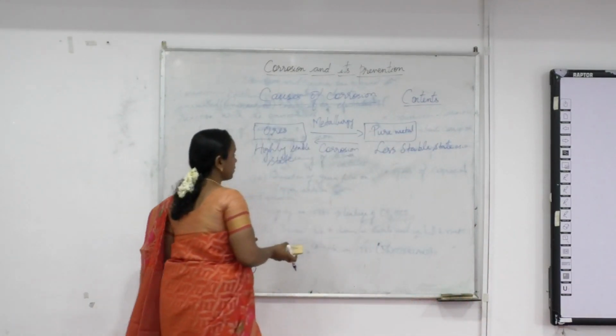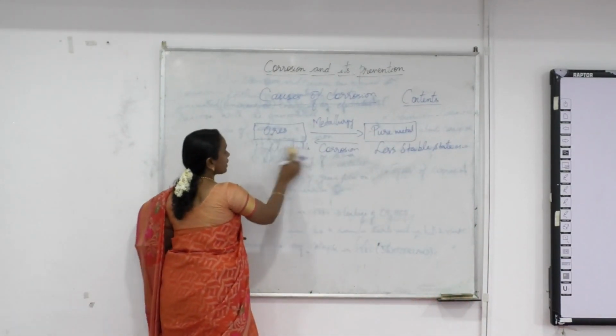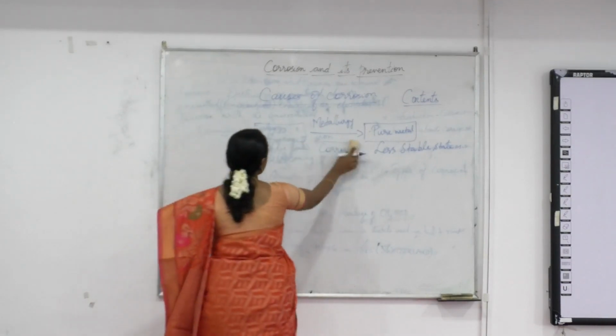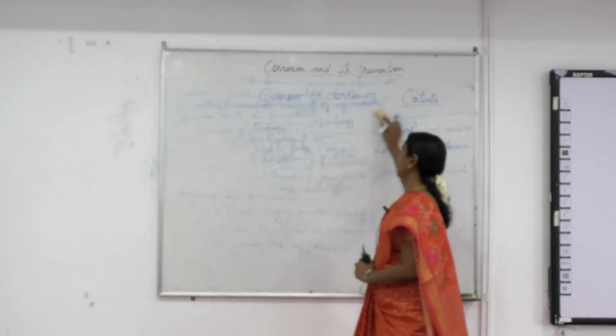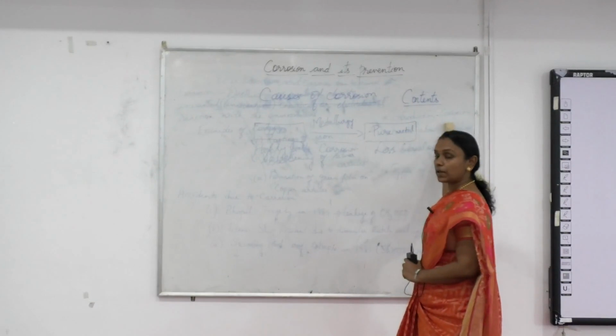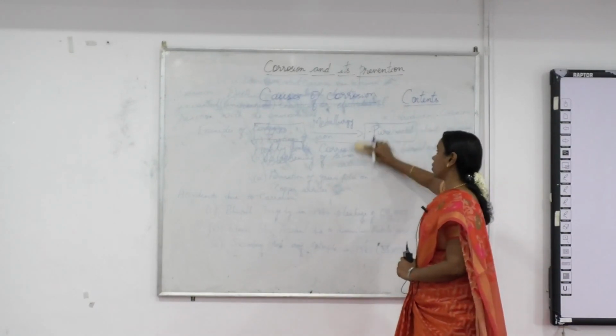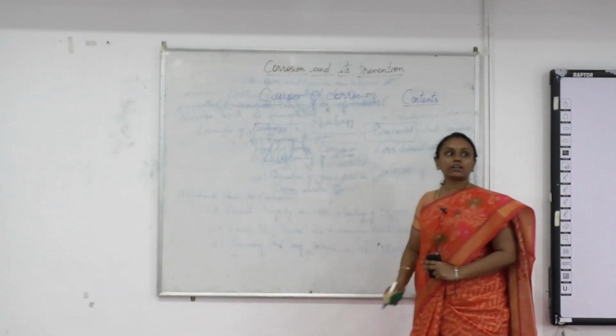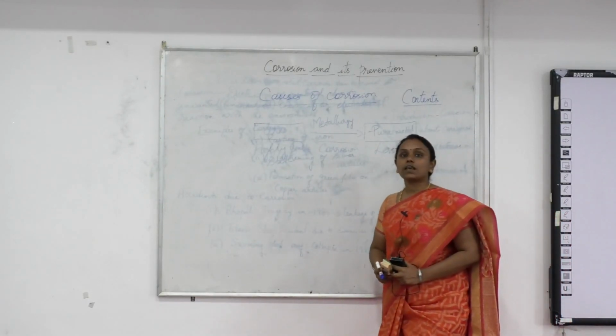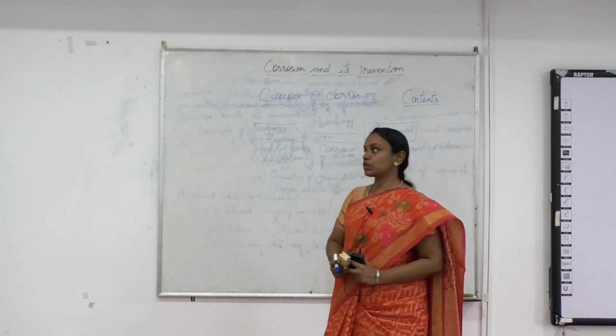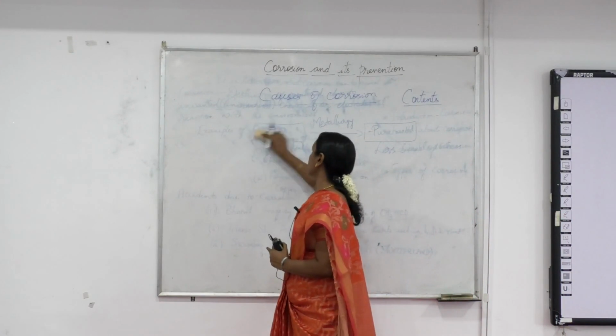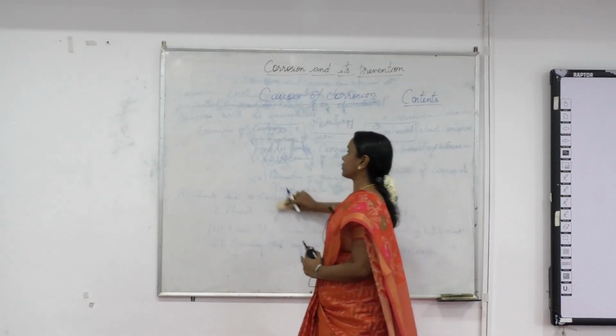Next we will see the different types of corrosion. What are the different types of corrosion? There are two types: dry corrosion or chemical corrosion, and wet corrosion or electrochemical corrosion. Dry corrosion is called chemical corrosion and wet corrosion is also called electrochemical corrosion. We will see dry corrosion in detail.